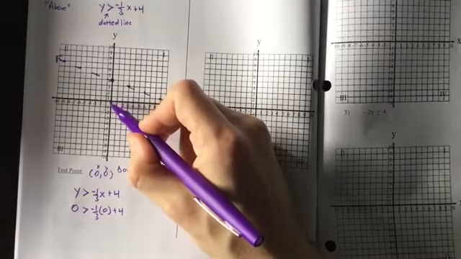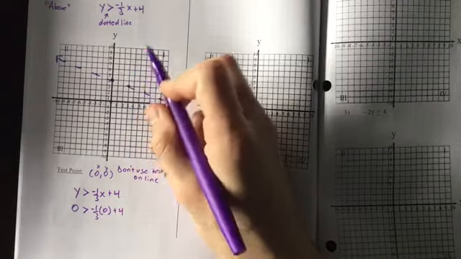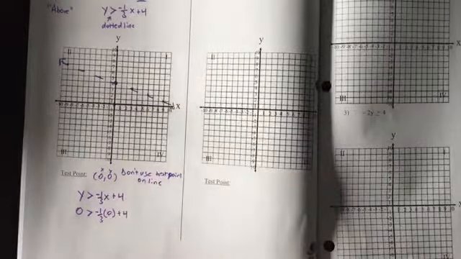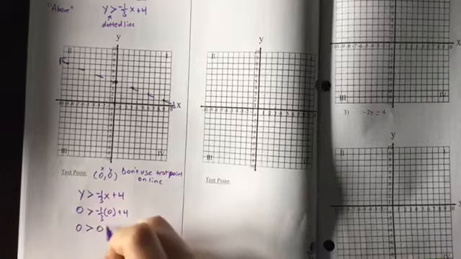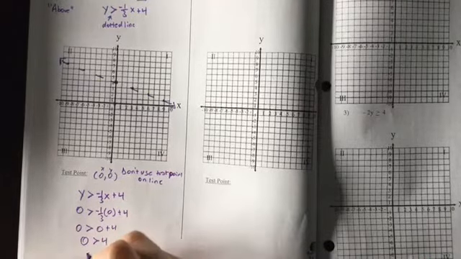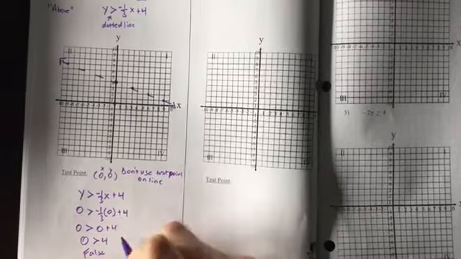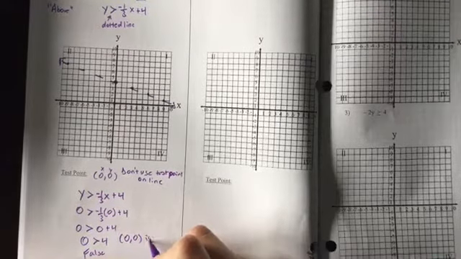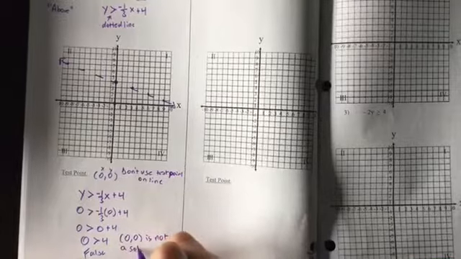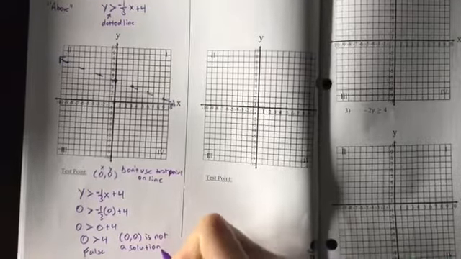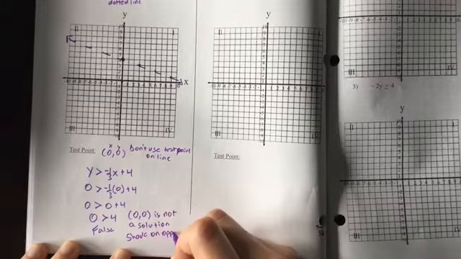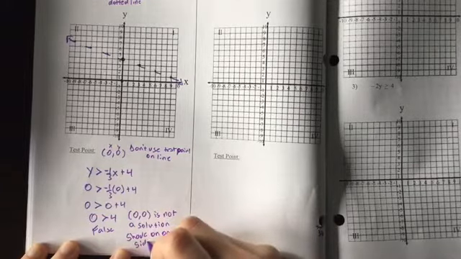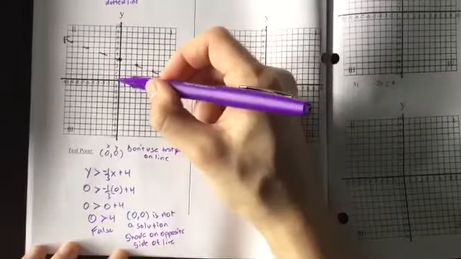Our test point is here at the origin. I think I'm shading up here, so my guess is that our test point should be false, that it's not a solution. So let's see, so 0 is greater than 0 plus 4, 0 is greater than 4, false. So that tells me the test point 0, 0 is not a solution. Because it's not a solution, that tells me shade on the opposite side of the line. Our test point is below the line, so we shade the opposite side, above the line, just like we predicted.